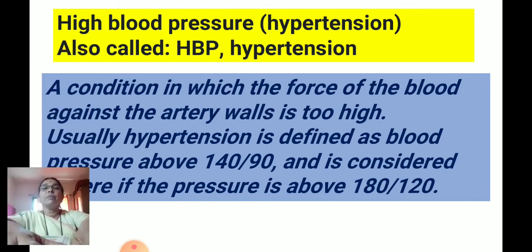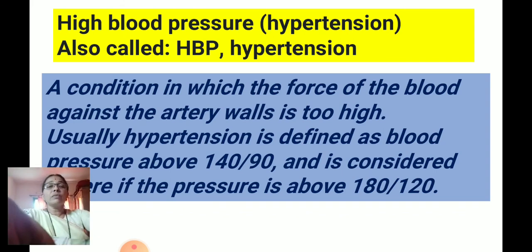So high blood pressure is also known as hypertension. HBP is a condition in which the force of blood against the artery wall is too high. Usually hypertension is defined as blood pressure above 140 over 90. If the range is above 140 over 90, then we say that we have very high blood pressure, and if pressure goes above the range of 180 over 120, then there is a risk of heart attack.